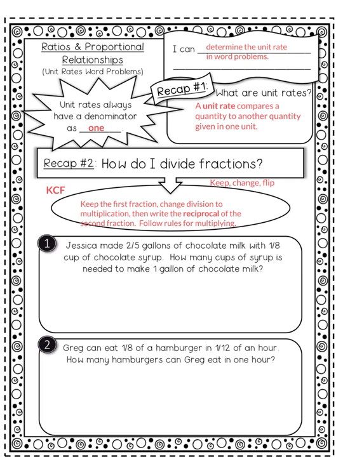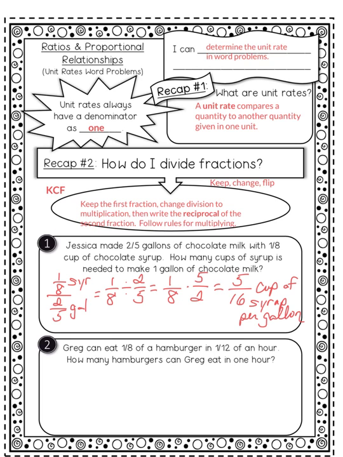Jessica made 2/5 gallons of chocolate milk with 1/8 of a cup of chocolate syrup. How many cups of syrup is needed to make 1 gallon of chocolate milk? Since I need to find the amount of syrup per 1 gallon, I write my 1/8 cups of syrup over the 2/5 of a gallon. I write this now as a division problem.